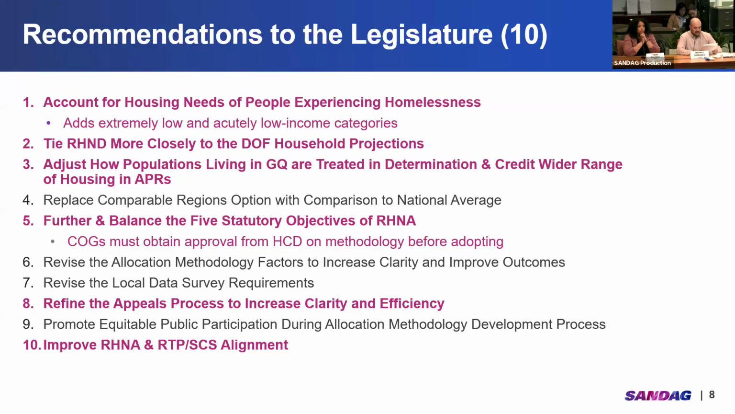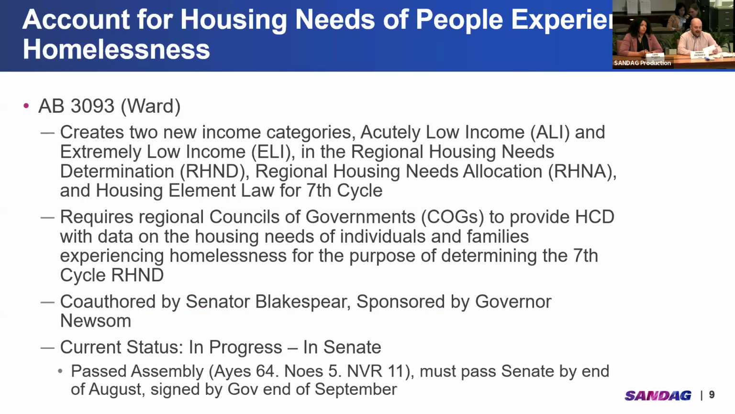So these recommendations, just a real quick overview, include accounting for the housing needs of people experiencing homelessness, tying the regional housing need determination more closely to DOF, or Department of Finance, household projections, adjusting how populations living in group quarters are treated in the determination, further balancing the 5 statutory objectives of RHNA, refining the appeals process to increase clarity, and improving the RHNA and RTP/SCS alignment. And of these recommendations, one of them actually has already been introduced as a bill by a San Diego Assembly member.